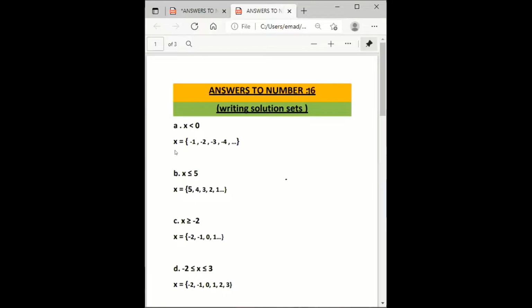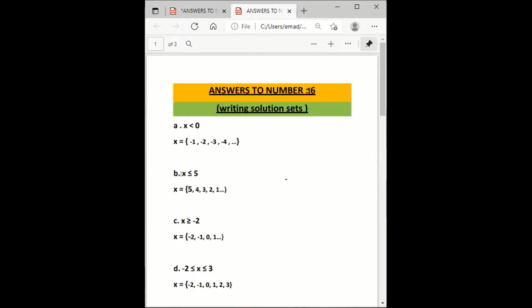So our solution set will be stated as x is equal to the numbers that are less than 0, which are -1, -2, -3, -4, and so on, which we are summarizing. Like there are very many numbers that are less than 0, but we can't write all of them because there are so many. So we shall summarize them with just these 3 dots, and we shall close the curly brackets. So we come to B, the inequality.